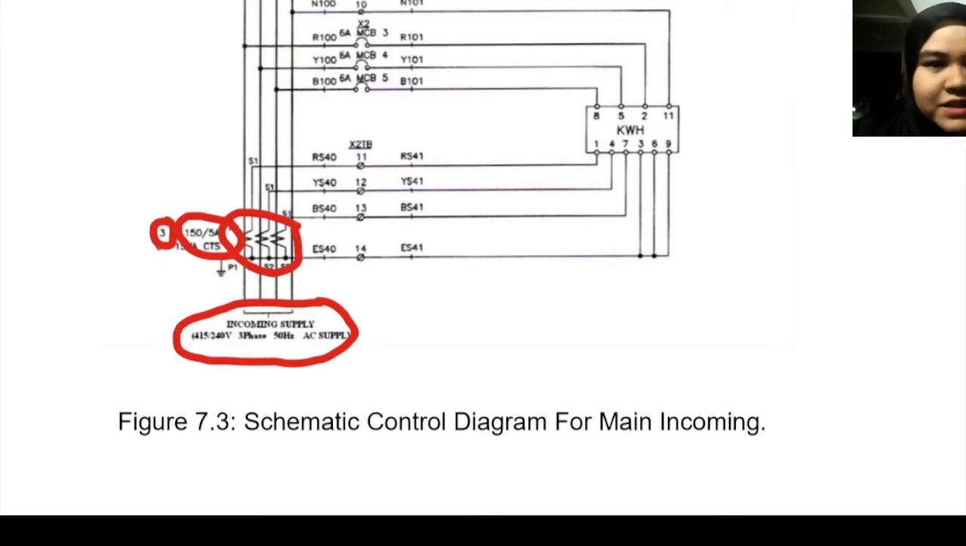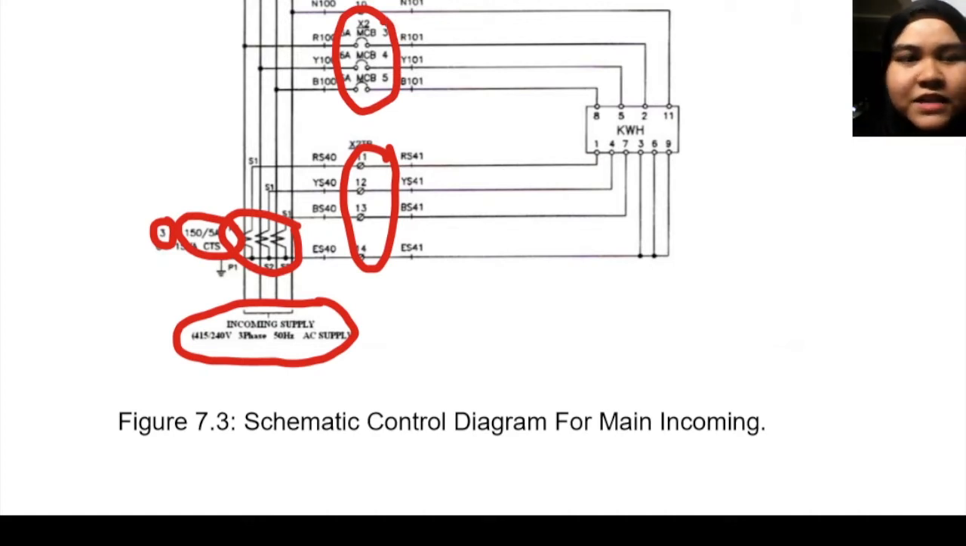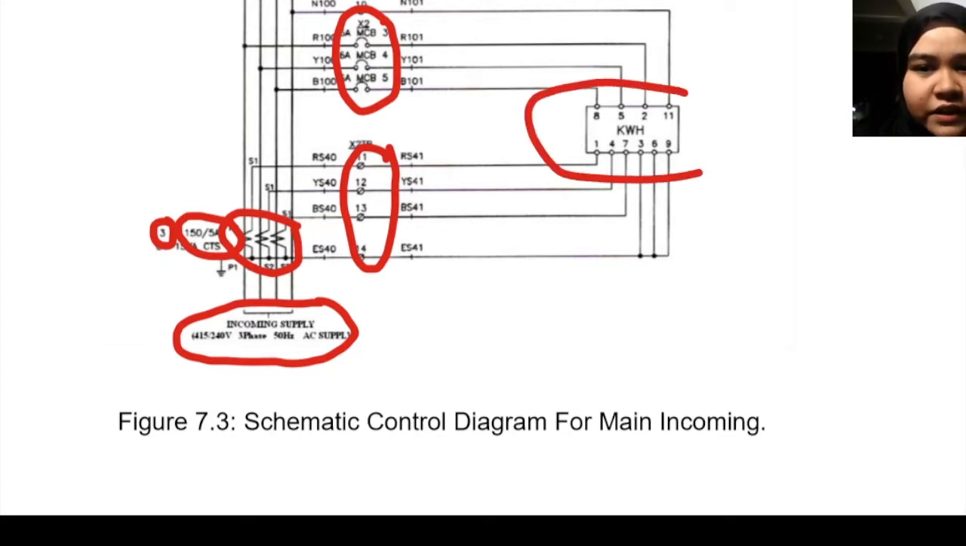And then we can see here we have a connector to connect the wire, and we also have an MCB. MCB stands for miniature circuit breaker. It will automatically switch off the electrical circuit during any abnormal condition in the electrical network, such as overload and short circuit condition. So it will protect the kilowatt hour meter here.